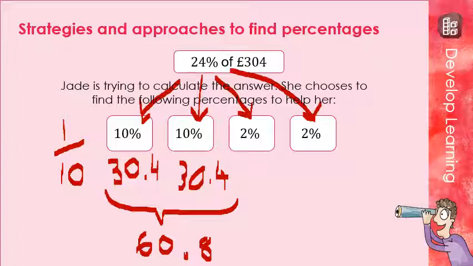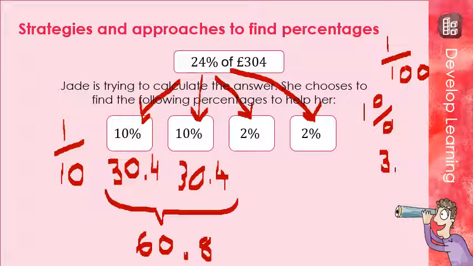Now we're going to figure out these two sets of 2%. So the first thing we're going to try and do is figure out 1%, because we don't have a rule for 2%. Now the fraction equivalent of 1% is 1/100. So to find 1%, we need to divide 304 by 100. Everything moves two place values down. So 1% is going to equal 3.04.